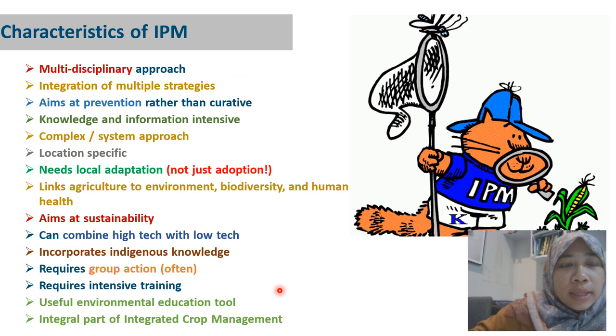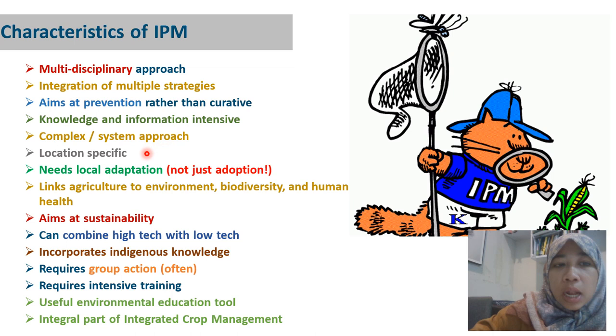And these are the characteristics of integrated pest management. Multidisciplinary approach: not only the study of pests and diseases, but in the implementation of integrated pest management we also need other subjects such as agronomy and horticulture, how to grow our plant, and other subjects. Integration of multiple strategies: we can use several techniques to control the pest, aimed at the prevention of pests rather than cure, a complex and systems approach, location specific.